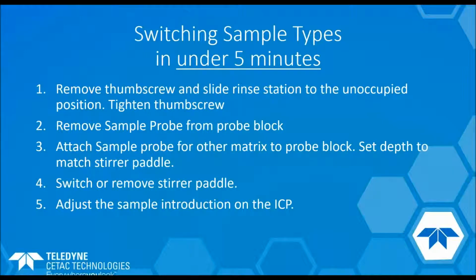And that's it. It's really that simple. You can slide the rinse station over, tighten your thumb screw, change your probe, and then either switch or remove your stirrer paddle. From that point on, you adjust your sample introduction on the ICP, your peri-pump tubing, and possibly your glassware. And that's dependent on the analyzer that you're using. But we've taken a lot of the pain out of switching between these matrices.